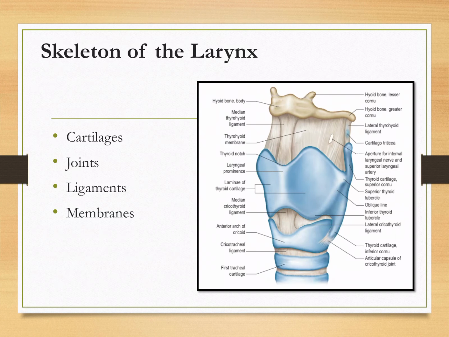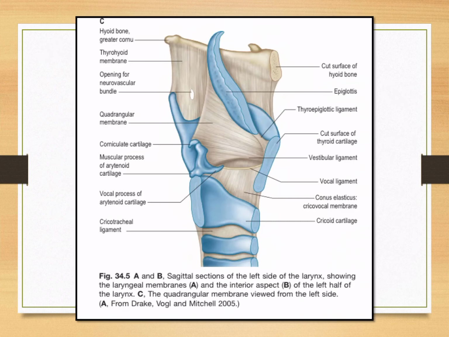So we're going to be discussing the skeleton of the larynx under the following 4 subheadings: cartilages, joints, ligaments, and membranes. Let's first talk about the cartilages. Before that, I just want you to have one nice look at the sagittal section of the larynx, where the right half is removed and you're staring at the left half from the right side. This is just going to give you an insight into the inner aspect of the larynx.